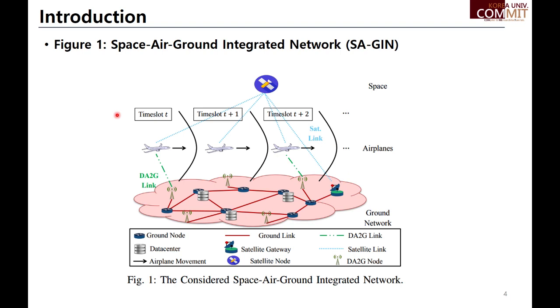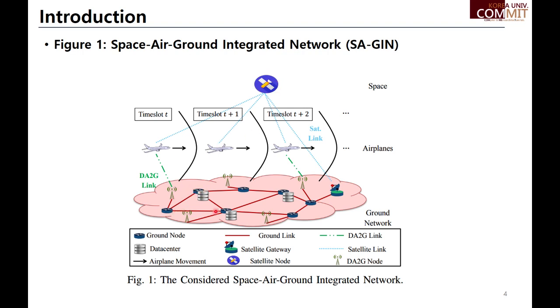Here's a figure of the space-air-ground integrated network. Let me explain this. First, here are time slot t plus 1, t plus 2. So the airplane goes t plus 1, t plus 2. And here is the ground network. This is a ground node, this is a direct air-to-ground node, and this is a data center. And this is the satellite gateway. And as you see, this is the satellite node.